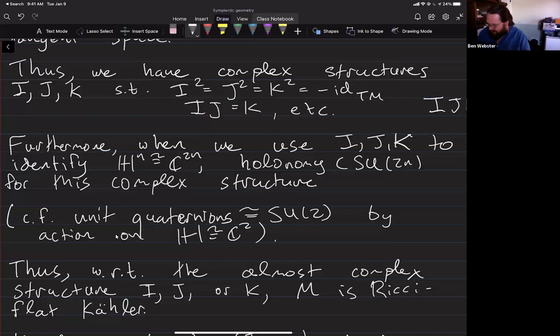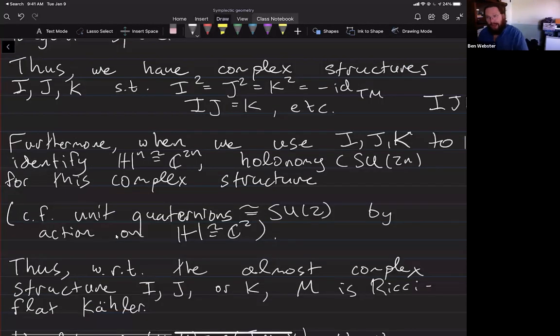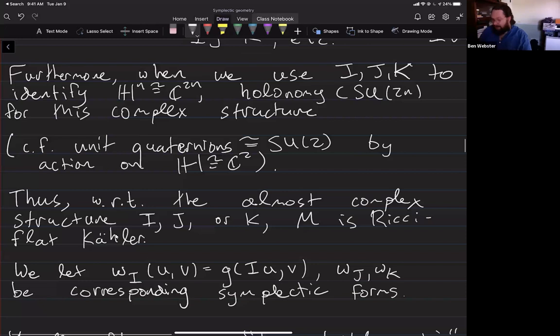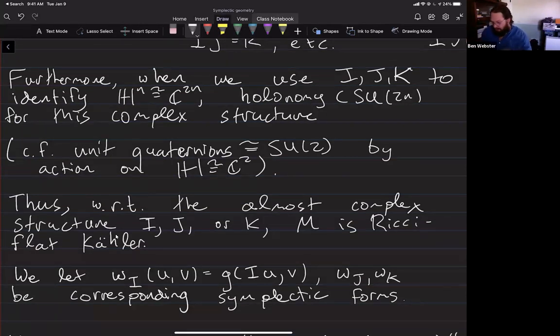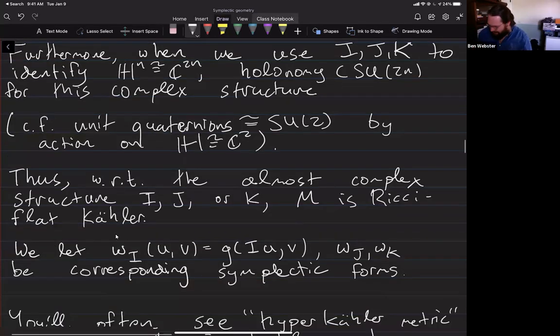All right, so what that tells us is that with respect to I, J, or K thought of as an almost complex structure, this manifold is Ricci flat Kähler. And of course, I have corresponding Kähler forms. So a symplectic form defined by taking the metric and multiplying the first entry by I or J or K. So I get three symplectic forms. There are a lot of threes that happen in this hyper-Kähler geometry, basically because the imaginary quaternions are three-dimensional. So you get a lot of stuff that's parametrized by the imaginary quaternions, and thus you get a lot of threes.